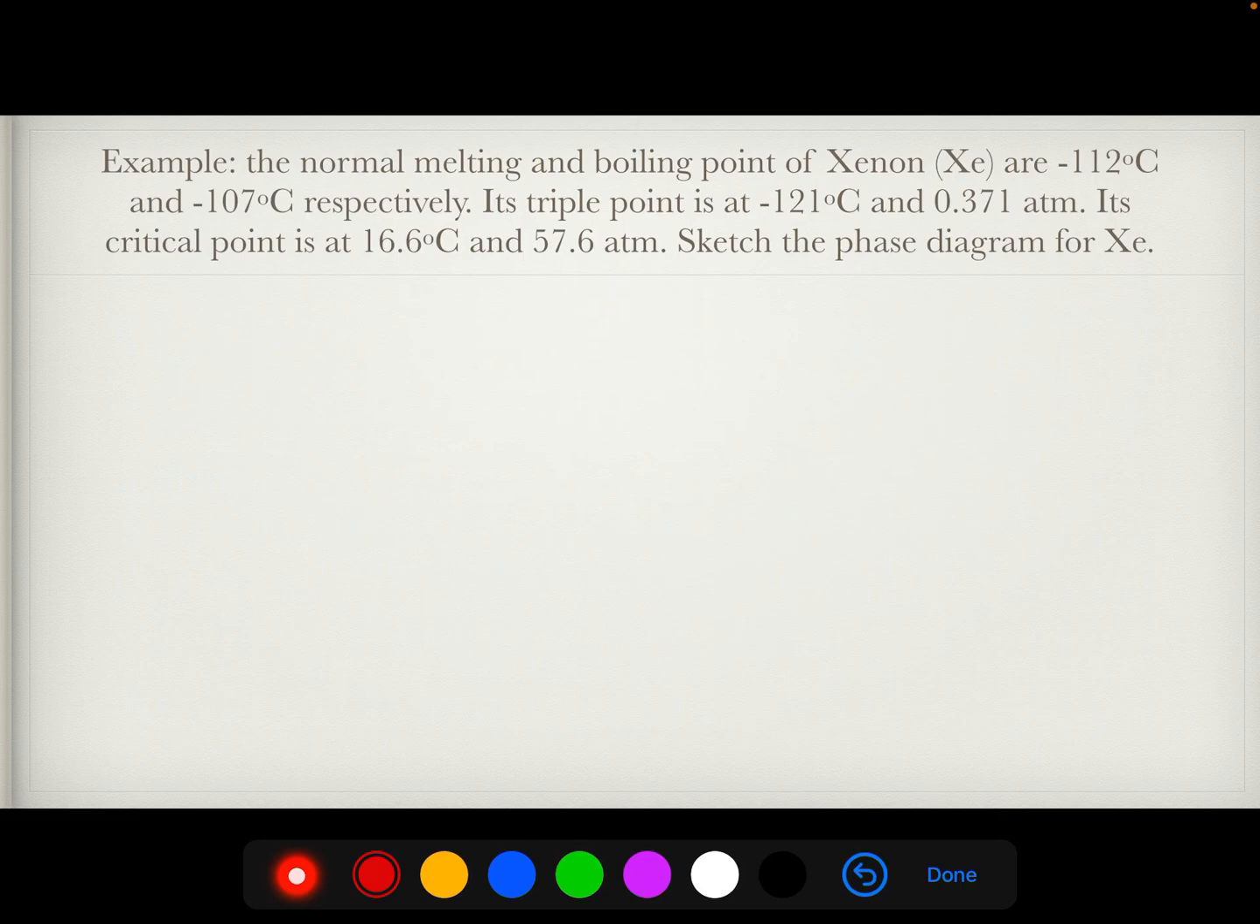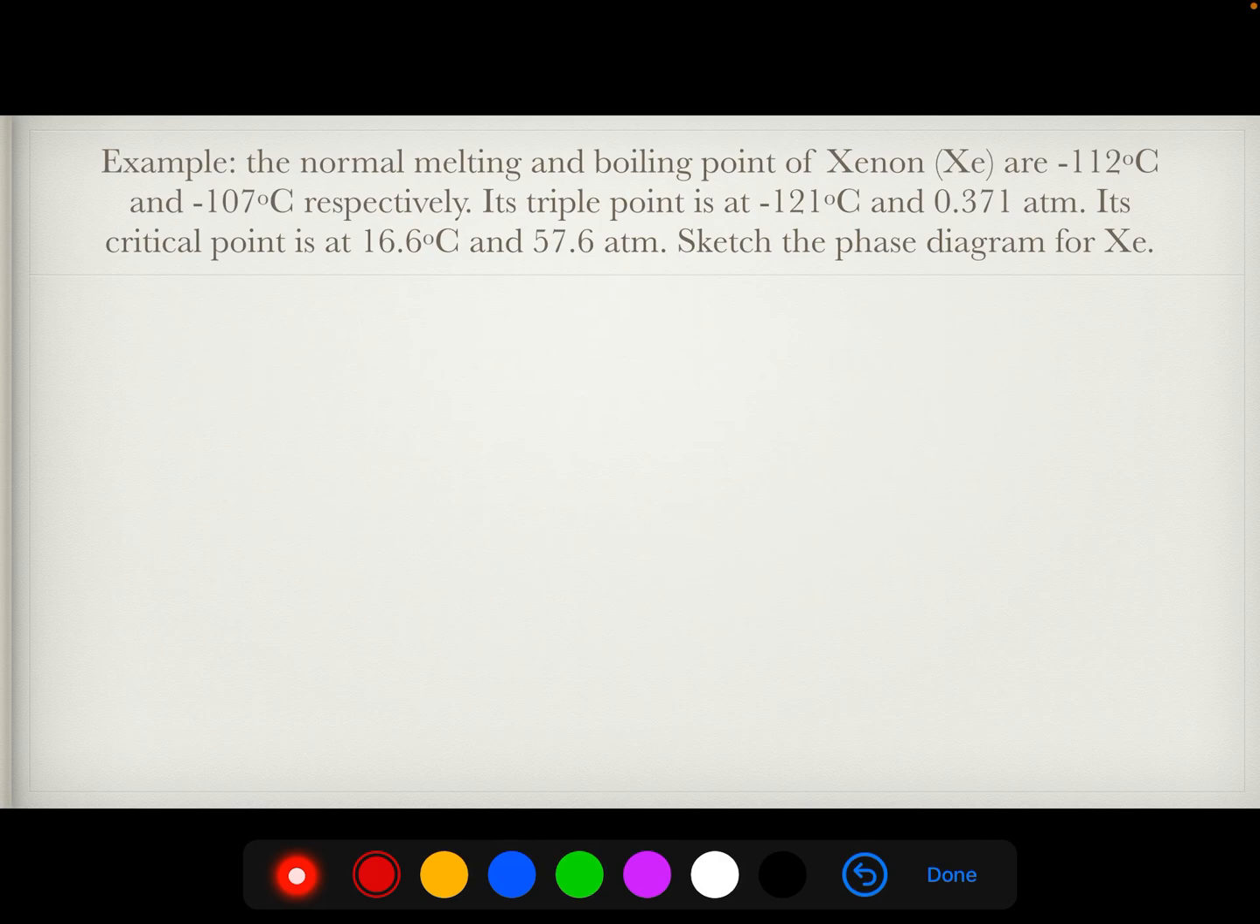We have an example here of the phase diagram of Xenon. We have the normal melting point and boiling point given, which are negative 112 degrees C and negative 107 degrees C respectively. It has a triple point at negative 121 degrees C and 0.371 atm, and the critical point is at 16.6 degrees C and 57.6 atm. So we were asked to sketch the phase diagram for Xenon.